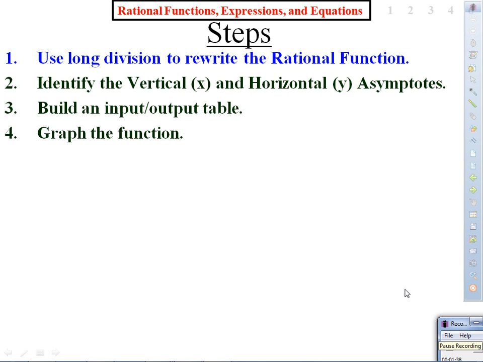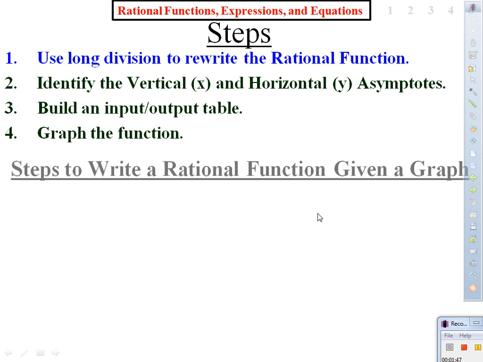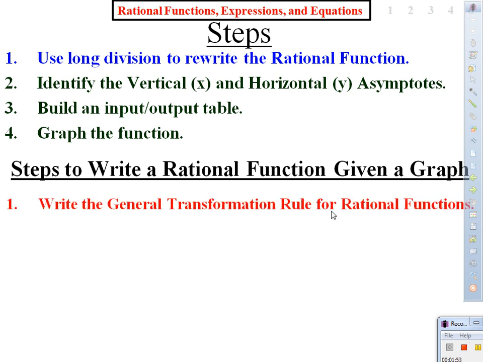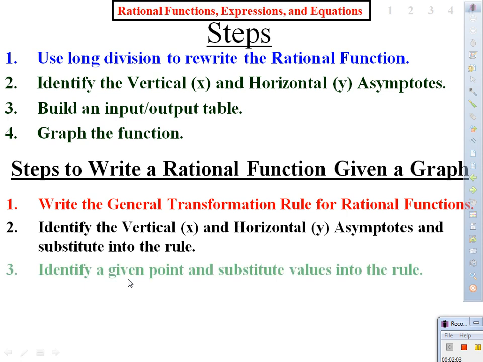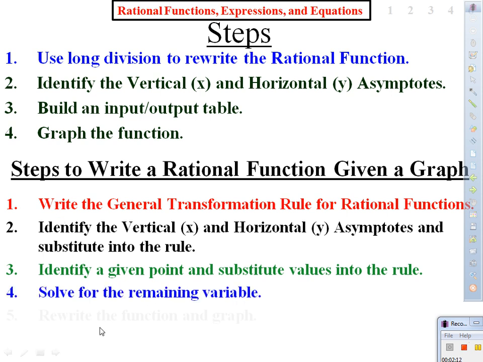Today we're going to what? Write equations. So I need a different process for writing equations. Here we go. To write equations, given a graph, here are the steps. Step number 1, write the general transformation rule for rational functions. Step number 2, identify the vertical and horizontal asymptotes and substitute those into the rule. Step 3, identify a given point and substitute values into the rule. Step 4, solve for the remaining variable. And step 5, rewrite the function and graph.